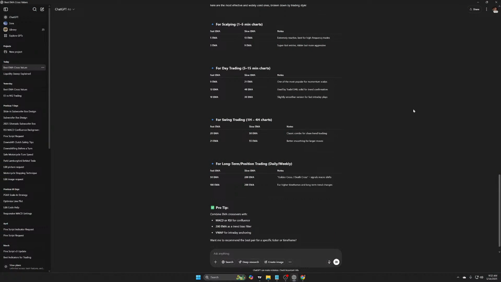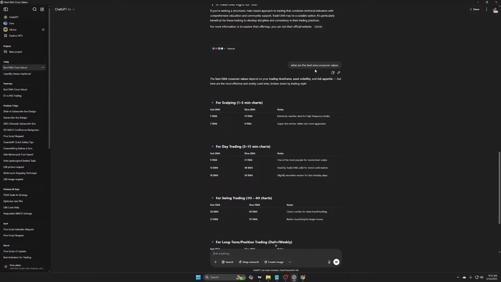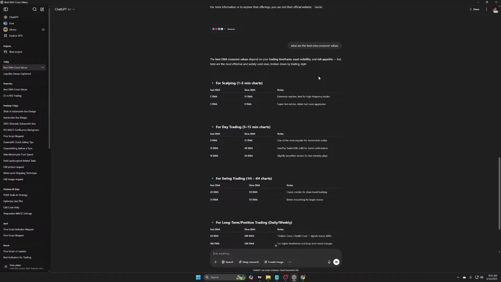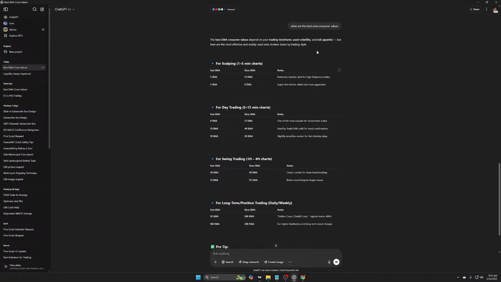So if anyone had ever doubted 1348, this is really interesting here, guys. I want to show you something. I asked ChatGPT, what are the best EMA crossover values? Response: the best EMA crossover values depend on your trading time frame, asset volatility, and risk appetite. But here are the most effective and widely used ones broken down by trading style. For scalping, 1 to 5 minute charts, you've got the fast at the 5 EMA and the slow at the 13. Extremely reactive, best for high frequency trades.